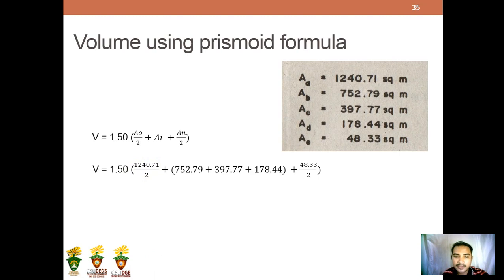So that is 1,240.71 square meters divided by 2, plus AI, which is the sum of the areas between the upper and the lower. So here it is 752.79 plus 397.77 plus 178.44, plus AN, which is the area of the contour at the bottom level of the reservoir, which is 48.33 square meters, divided by 2. So if we input this in the calculator, we can have the total volume of the reservoir equal to 2,960.28 cubic meters. It is the same as the partial volumes we used earlier.